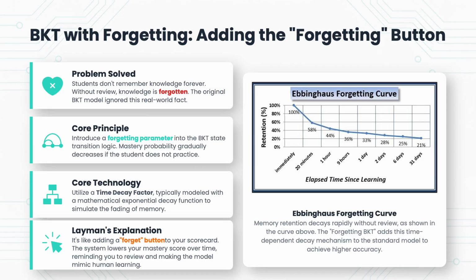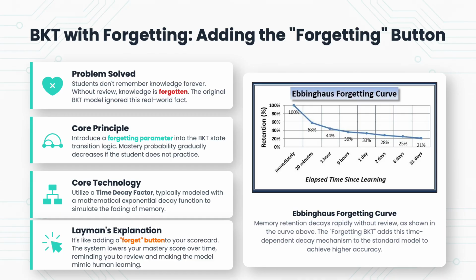One of the most human aspects of learning is also one of the most frustrating. We forget things. The original BKT model assumed that once a skill was learned, it was known forever. That's not how our brains work. To address this, researchers introduced the concept of forgetting into BKT. The idea is straightforward. If a student doesn't practice a skill for a while, the probability that they still know it should decrease over time.